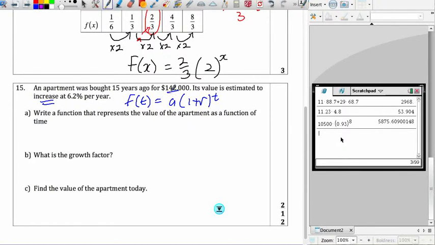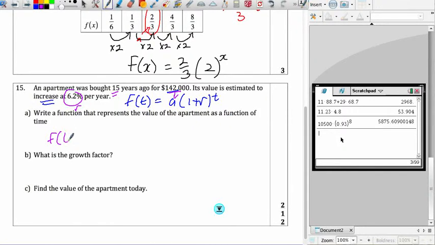So the house was bought for 142,000. That's going to be the initial value. 6.2% is the rate of increase per year. That's going to be our r value. And again, in this case, it's a specific time value. But what you'll see from question A is that you've been asked to write a function that represents the value of the apartment as a function of time.